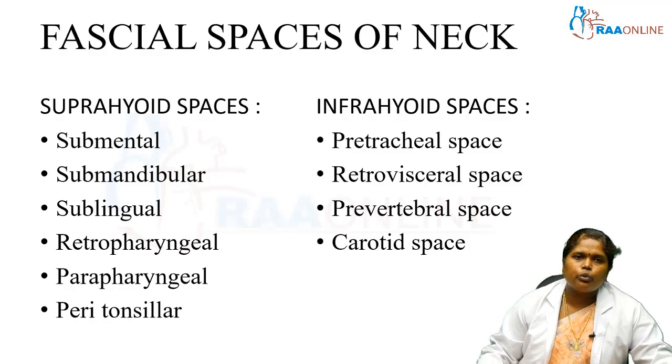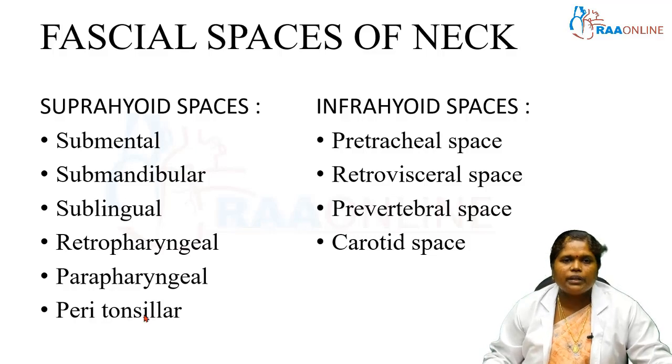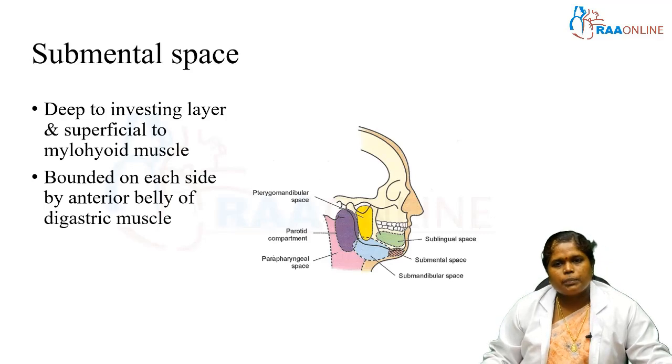So above the hyoid bone we have the submental space, then the submandibular space, sublingual space, retropharyngeal space, the parapharyngeal space and peritonsillar spaces. All these spaces are situated above the hyoid bone, and there are some spaces below the hyoid bone. Those are the pretracheal space, retrovisceral space, prevertebral space and carotid space. So we will see about the spaces one by one.